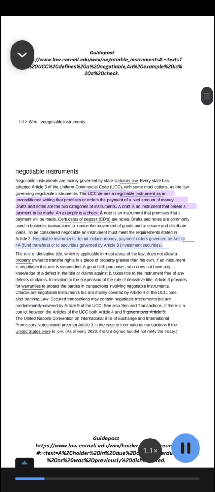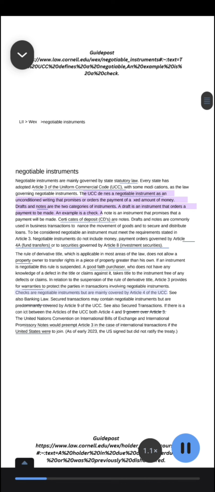Negotiable instruments do not include money, payment orders governed by Article 4A, fund transfers, or securities governed by Article 8, investment securities. The rule of derivative title, which is applicable in most areas of the law, does not allow a property owner to transfer rights in a piece of property greater than his own. If an instrument is negotiable, this rule is suspended. A good faith purchaser, who does not have any knowledge of a defect in the title or claims against it, takes title to the instrument free of any defects or claims. In relation to the suspension of the rule of derivative title, Article 3 provides for warranties to protect the parties in transactions involving negotiable instruments.